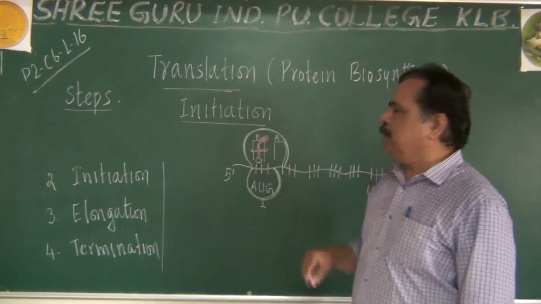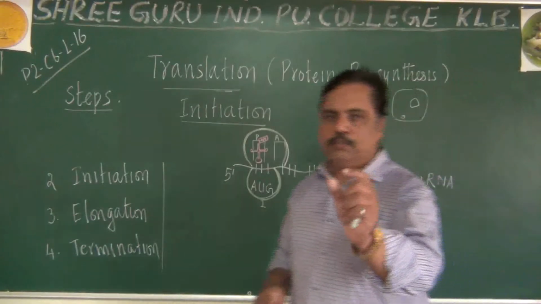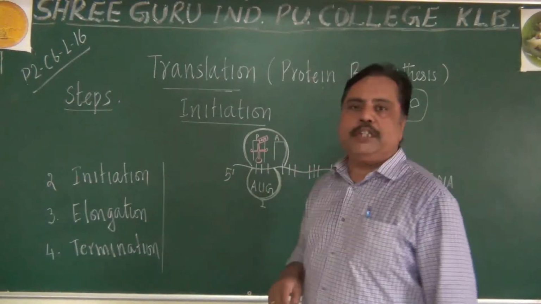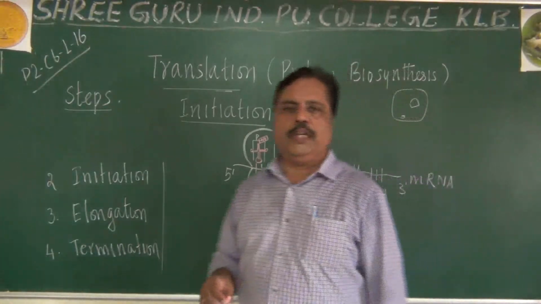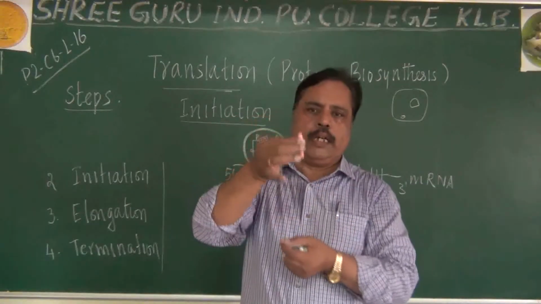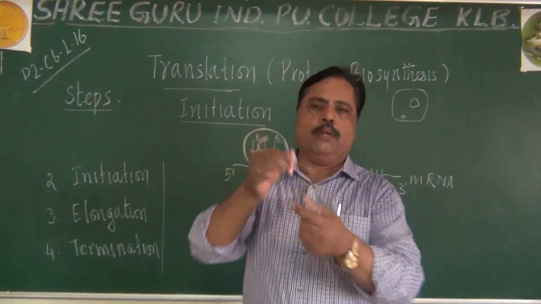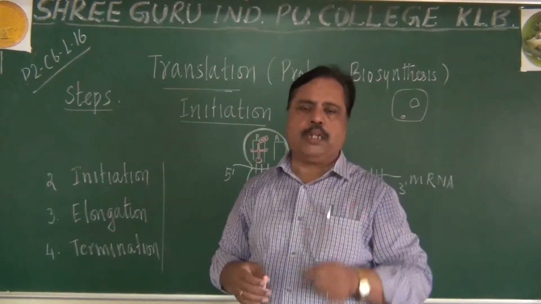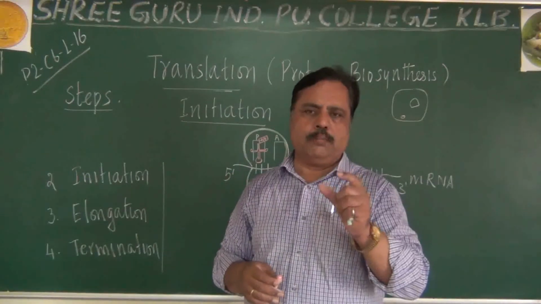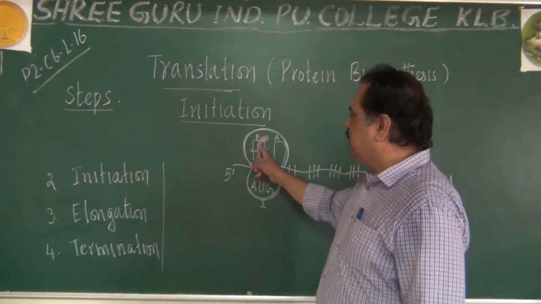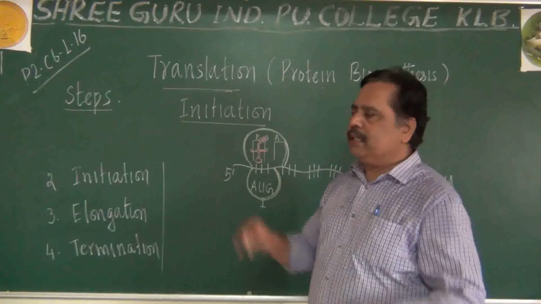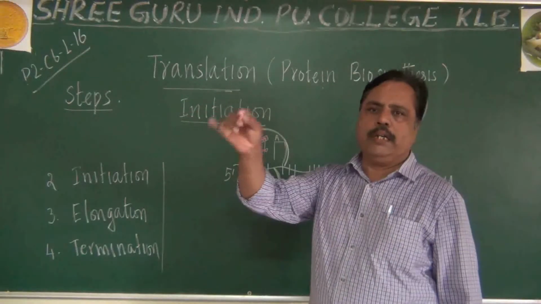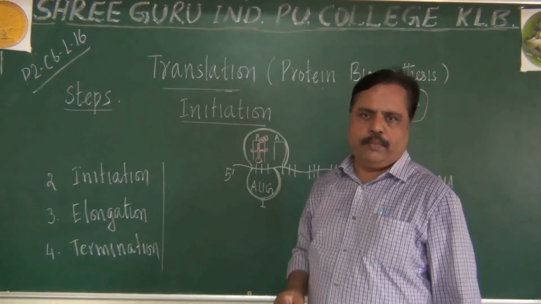Which position? The P position. So the first position is AUG, the initiator codon. With AUG, who will come and join? The tRNA carrying methionine will come and bind there. In which part of the larger subunit? It will bind with the P side of the larger subunit. So to the P side, the methionine tRNA will come and join.